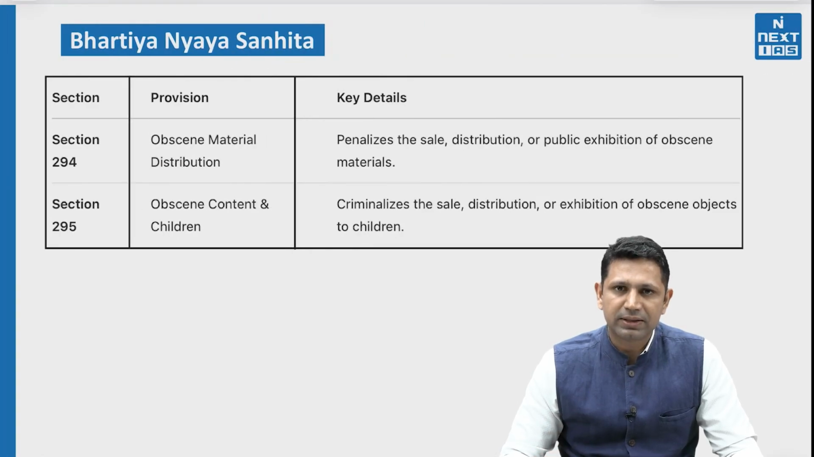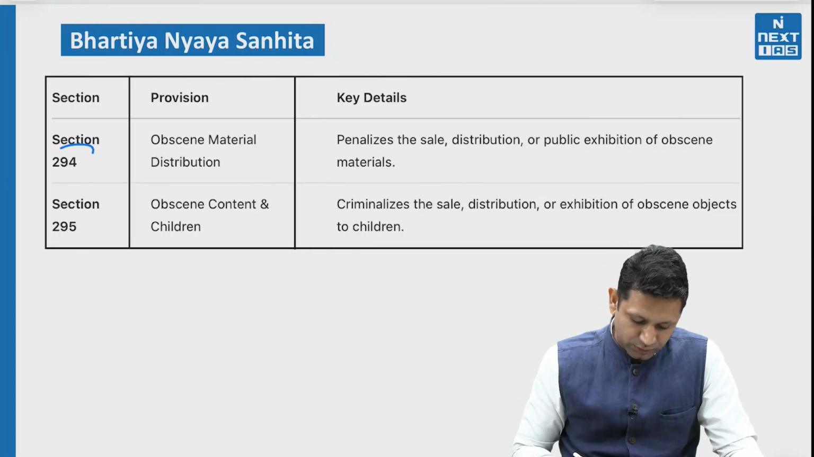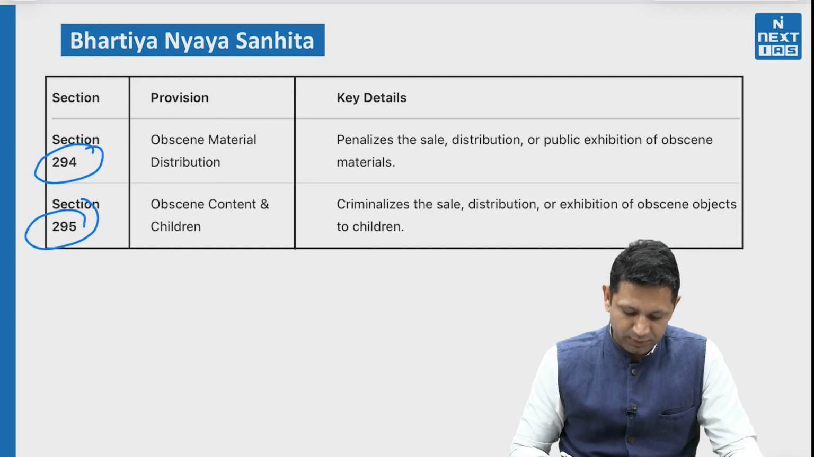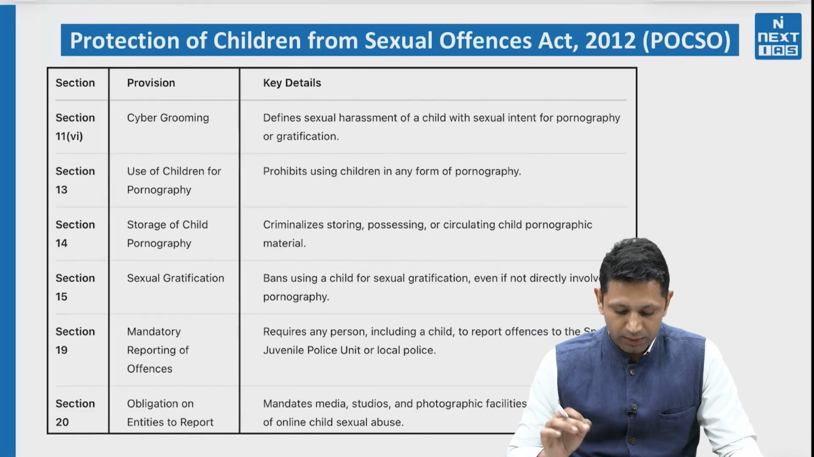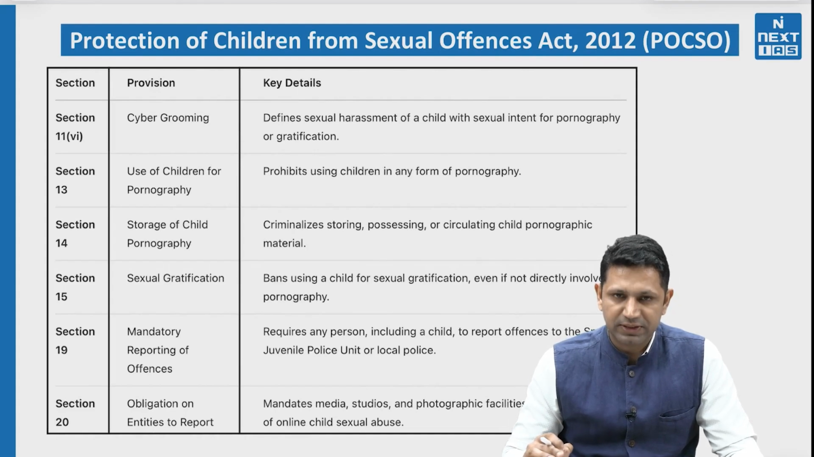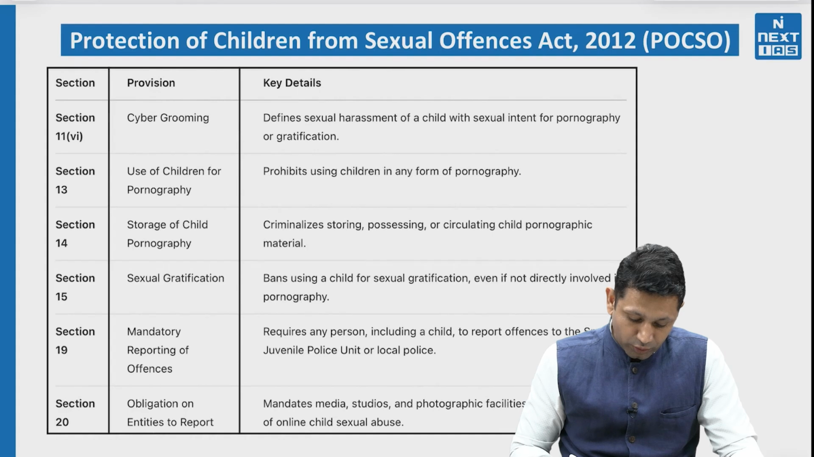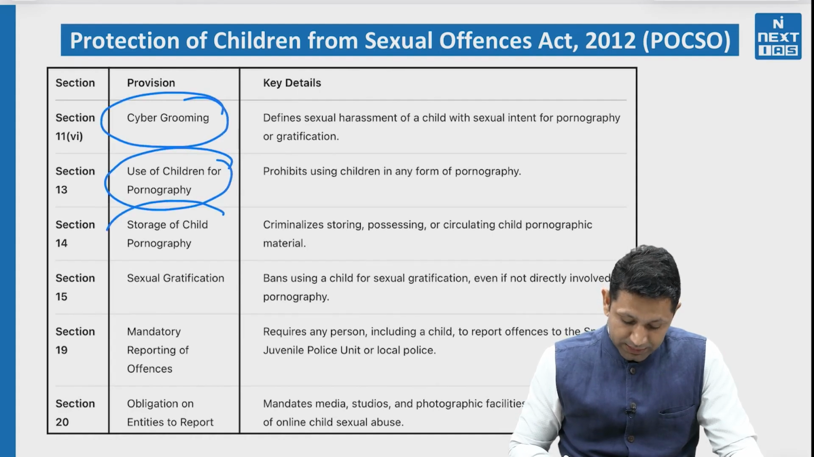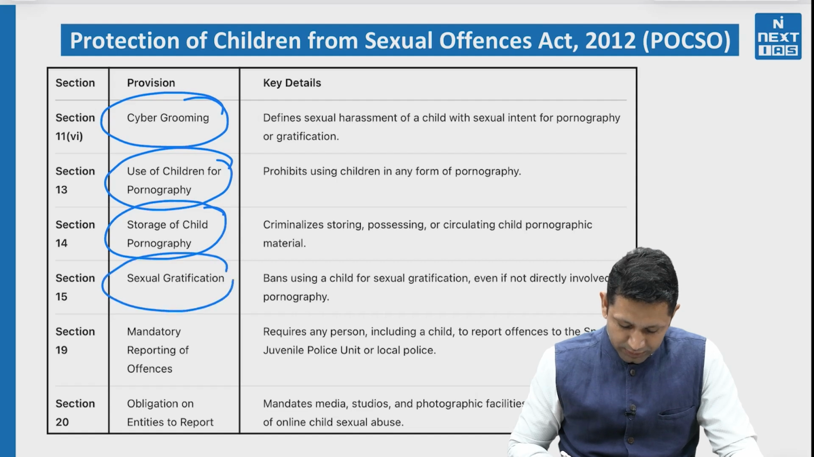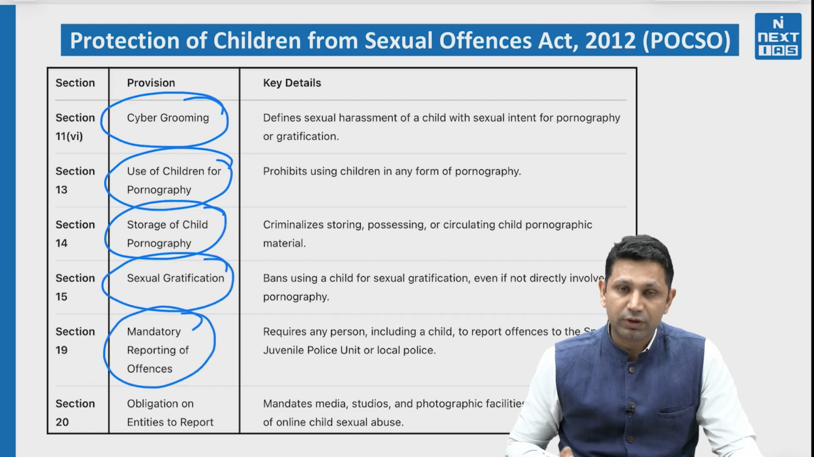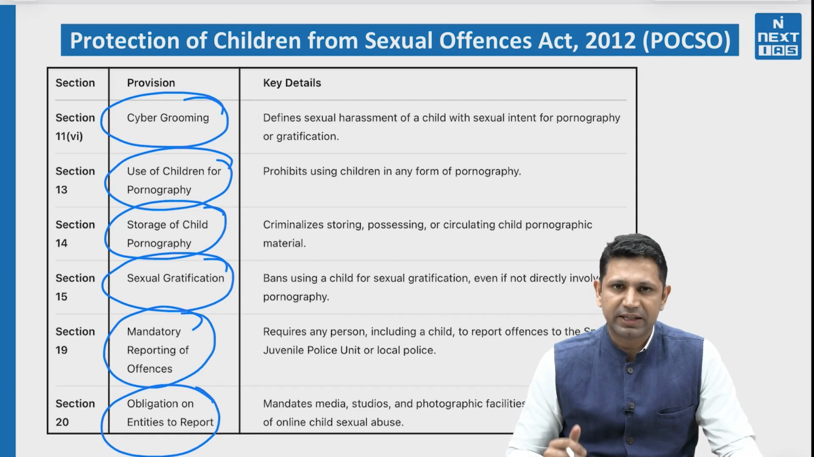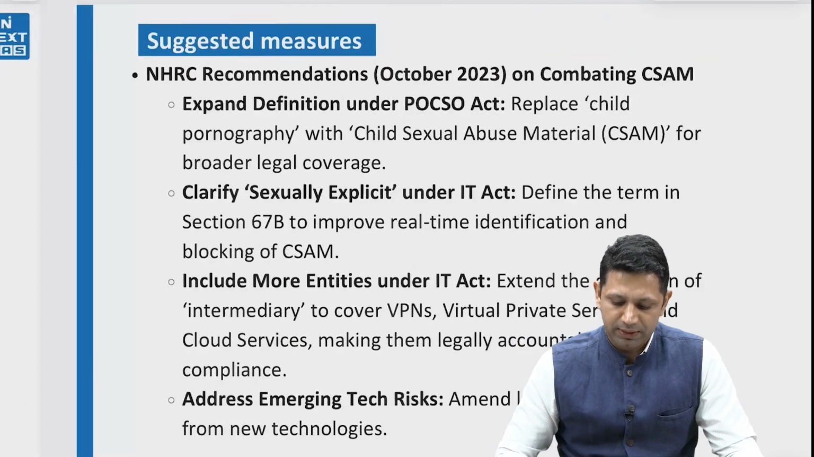Then in the Bharatiya Nyaya Sanhita, we are having two sections, Section 294 and Section 295, which relate to obscene material distribution and obscene content and children. Next we are having the POCSO Act, or Protection of Children from Sexual Offences Act of 2012. It talks about cyber grooming, use of children for pornography, storage of child pornography, sexual gratification, mandatory reporting of the offences and obligation on the entities to report. So there are various sections that have been mentioned in the POCSO Act.